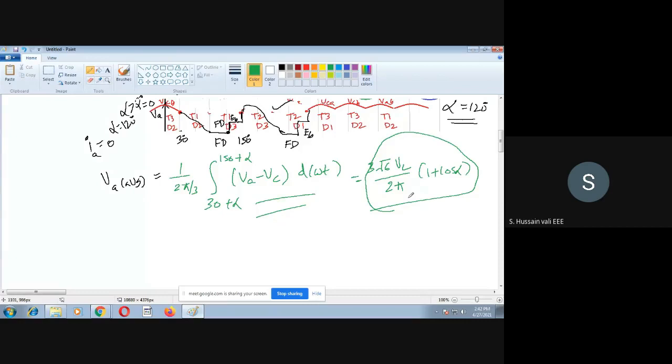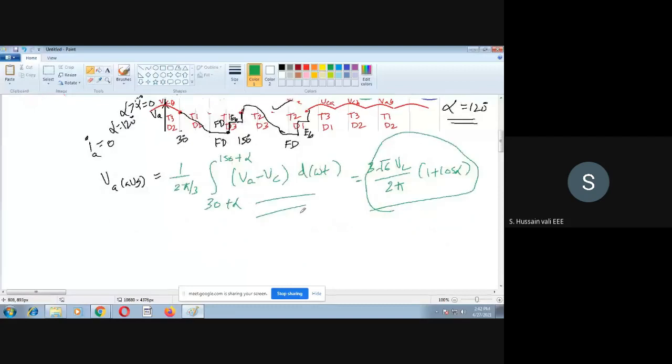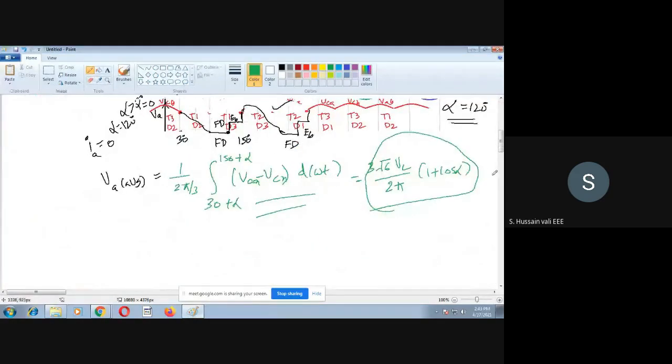So please do the derivation, because VA VC, in the sense, VA is VAN. VAN, VCN. So you know the waveforms of VAN, VCN. You see here, this is VAN, this is VCN. Substitute there in this duration, then you must get this answer. You must get this answer.